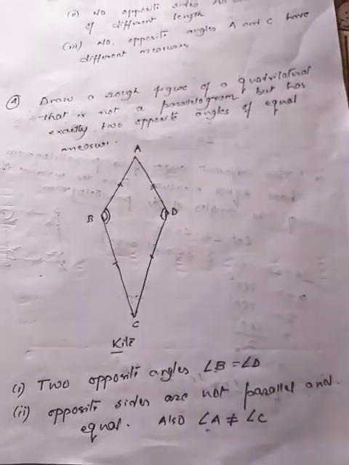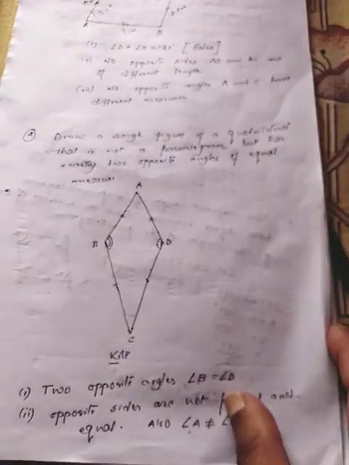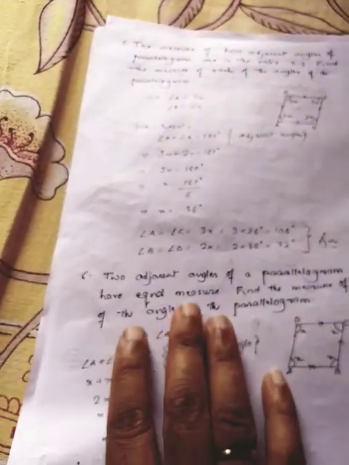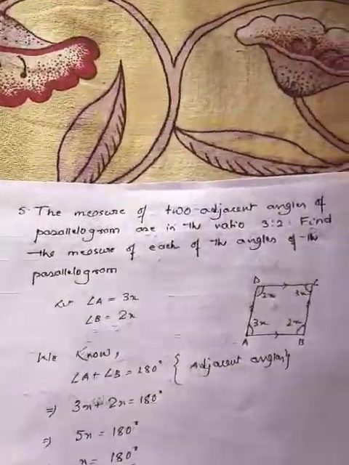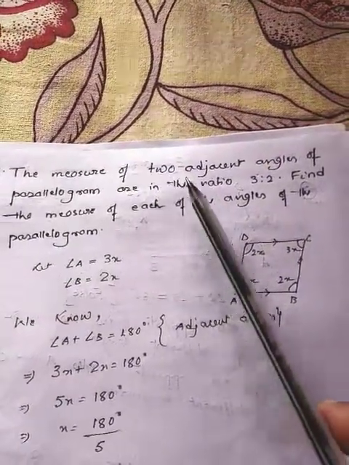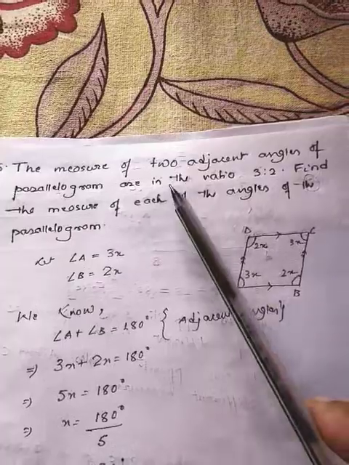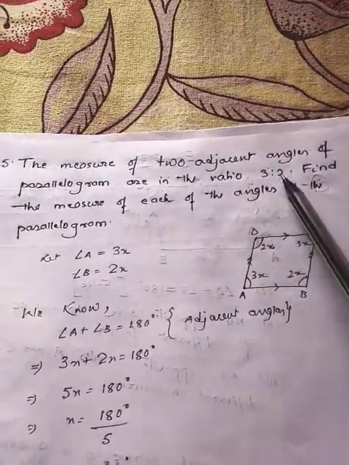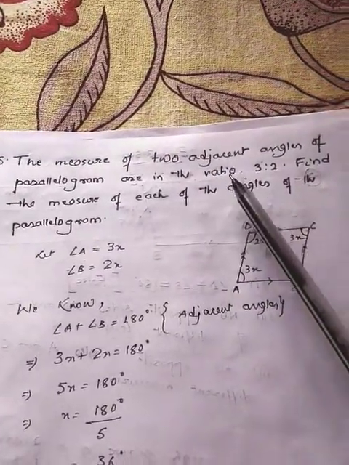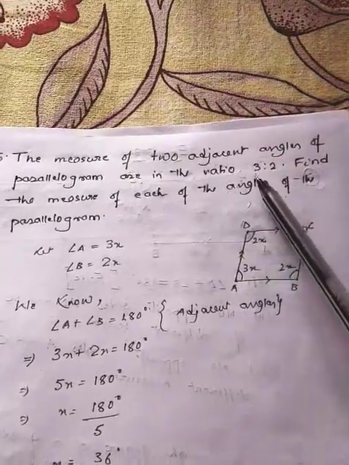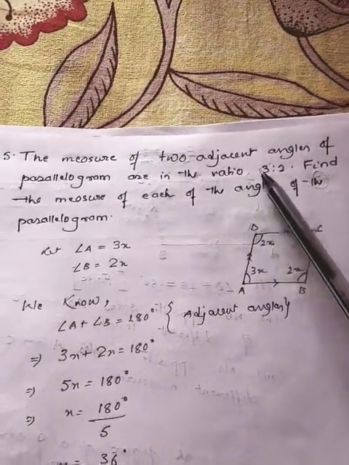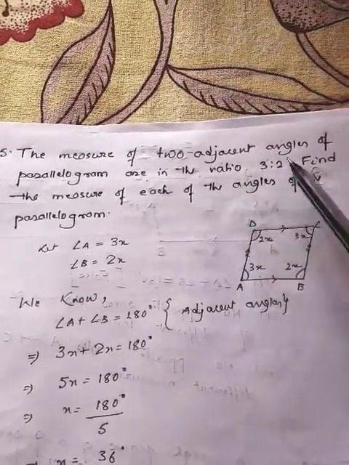Okay, now let's move on to the next question, that is question number 5. Question number 5 is very easy. The measure of two adjacent angles of a parallelogram are in the ratio 3:2. Now the measures of the adjacent angles of a parallelogram are given in ratio form. Find the measure of each of the angles of the parallelogram.